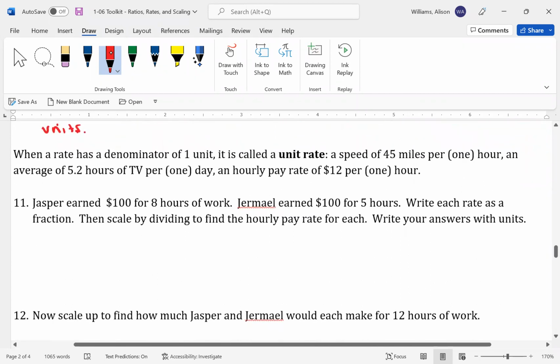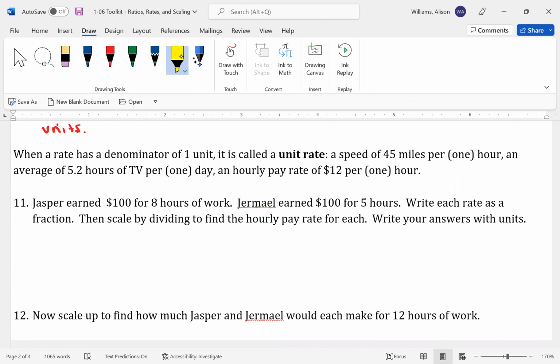So Jasper earned $100 for 8 hours of work. Jermail earned $100 for 5 hours. Write each rate as a fraction, then find the hourly pay rate. So hourly pay rate is the pay per hour.